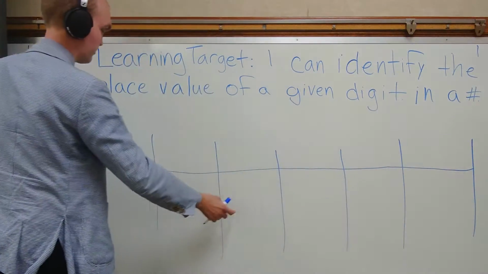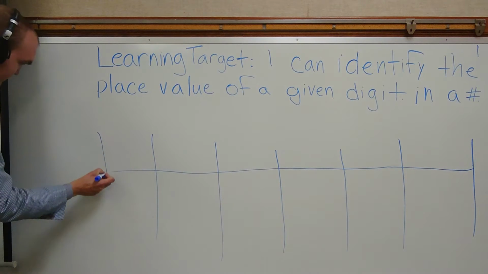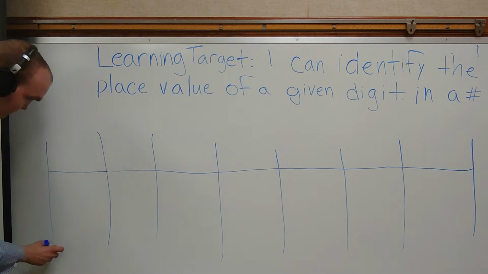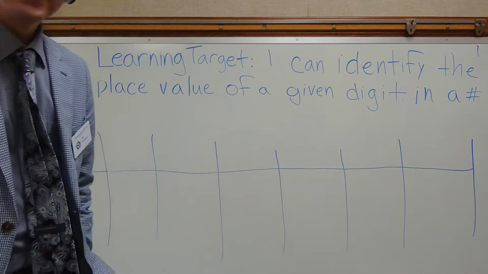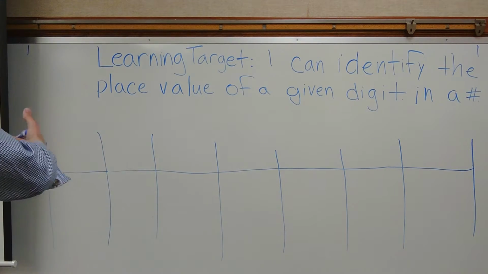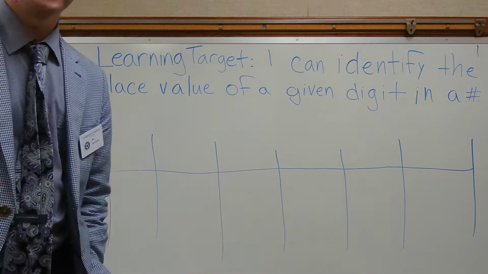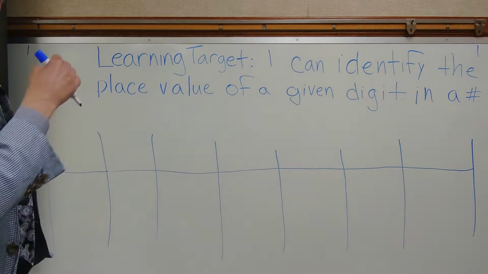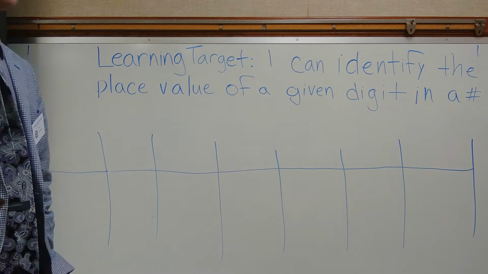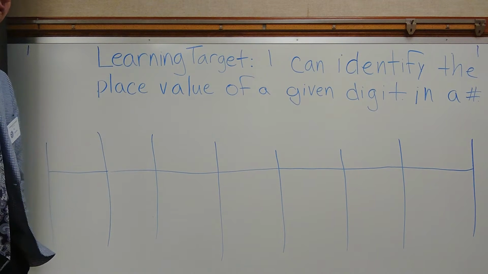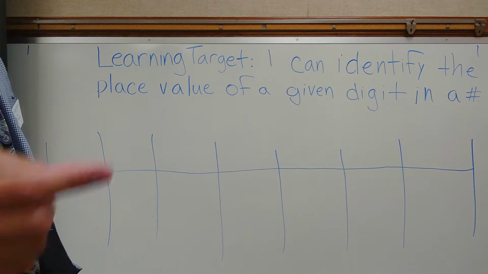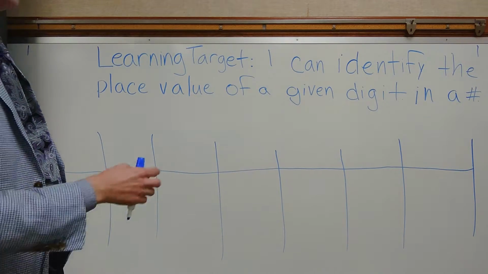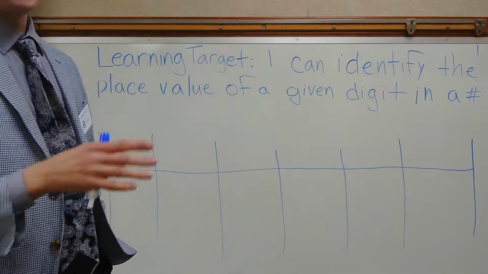1, 2, 3, 4, 5, 6, and 7. Okay. So there we go. We have a place value chart with 7 boxes. Now, pause the video and make your place value chart with 7 boxes. Okay, you should have paused your video and made that chart. Now let's label the boxes.